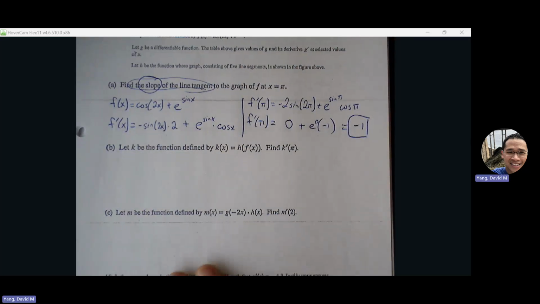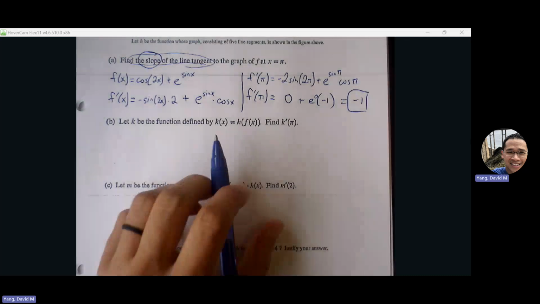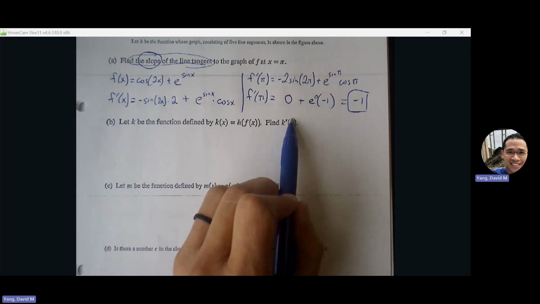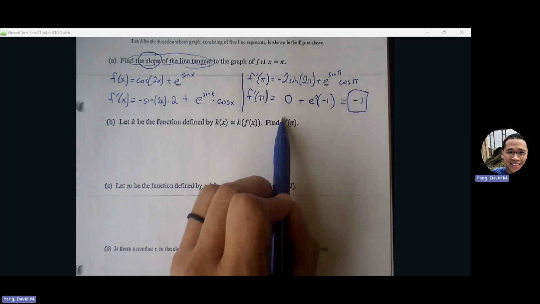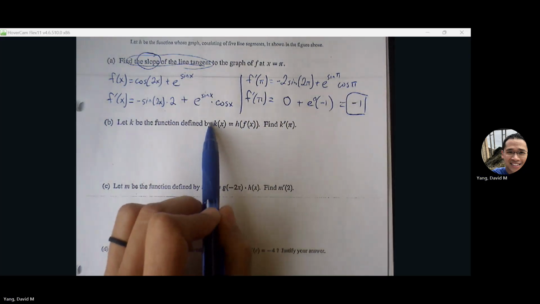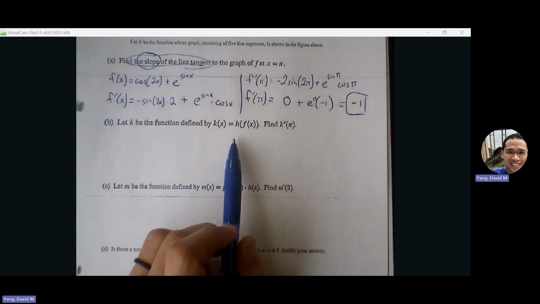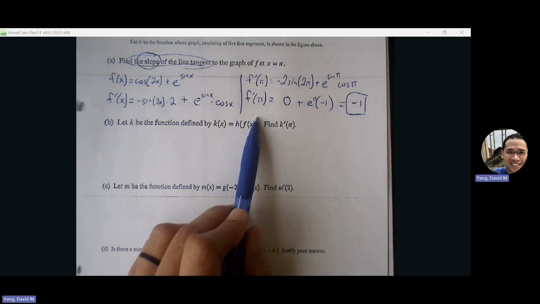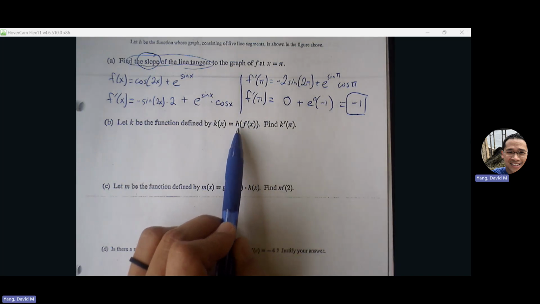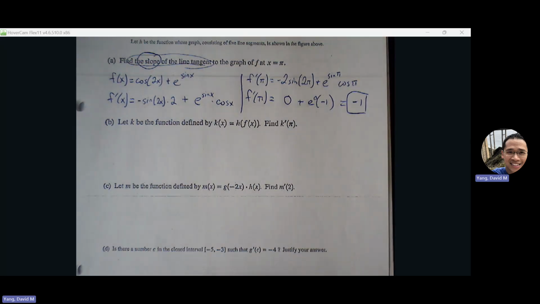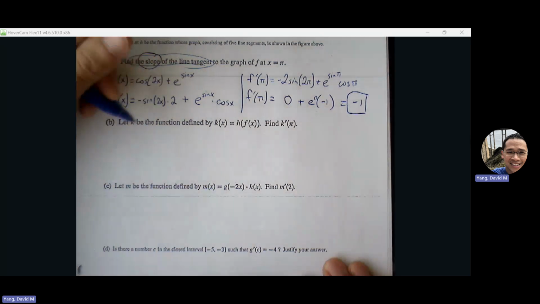Okay, next part. Let k be defined as k of x equals h of f of x. Find k prime of pi. Before we can plug pi into k prime, we first have to find what? What's our first step? Derivative, yeah. But look at how k of x is the chain rule. Remember, it looks kind of like product rule, but it's not, right? Product rule would be h of x times f of x. If there's only one x, that means it's a function within a function, so we have to go through chain rule.